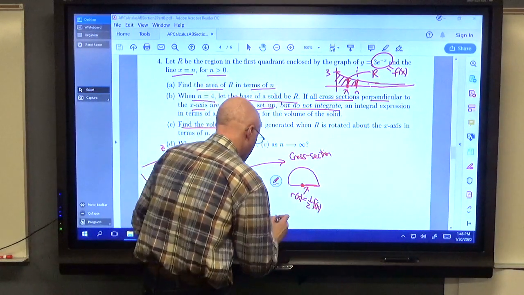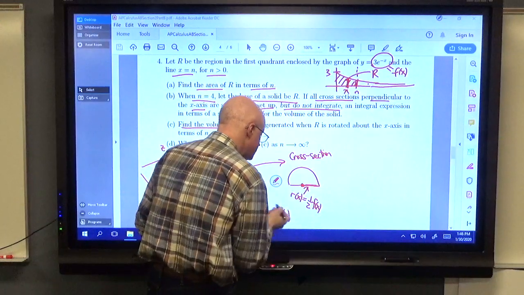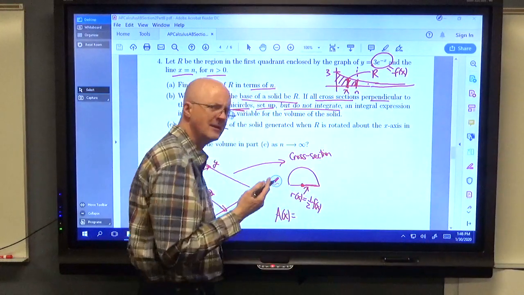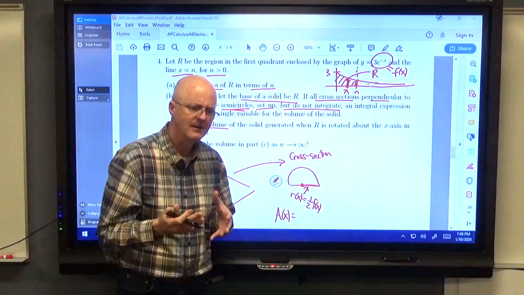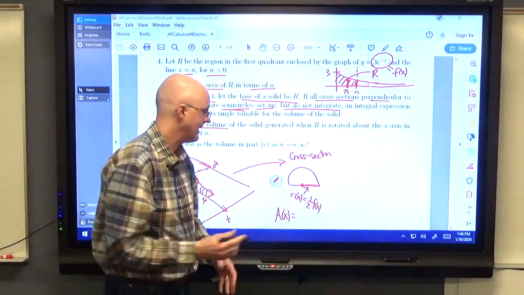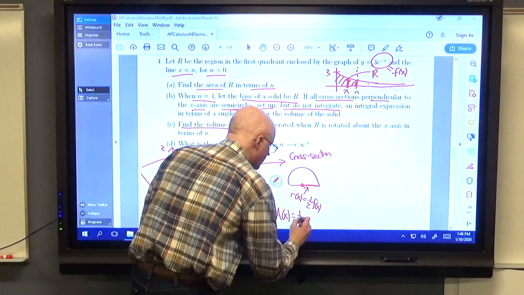The area of this cross-section, call it A of x, does depend on x as well. The area of a circle is pi r squared. So the area of a semicircle is half that: 1/2 pi r squared.